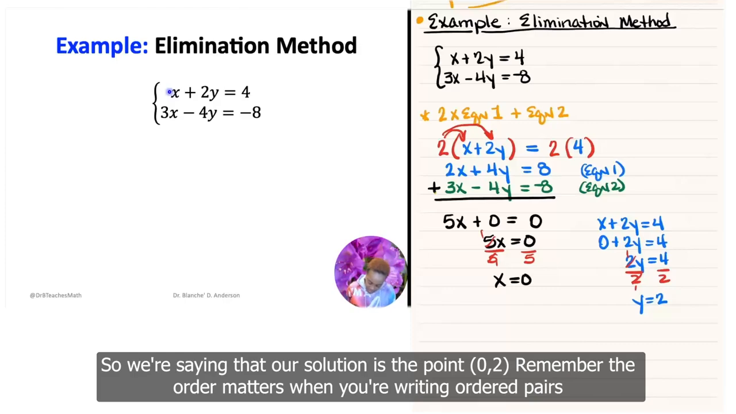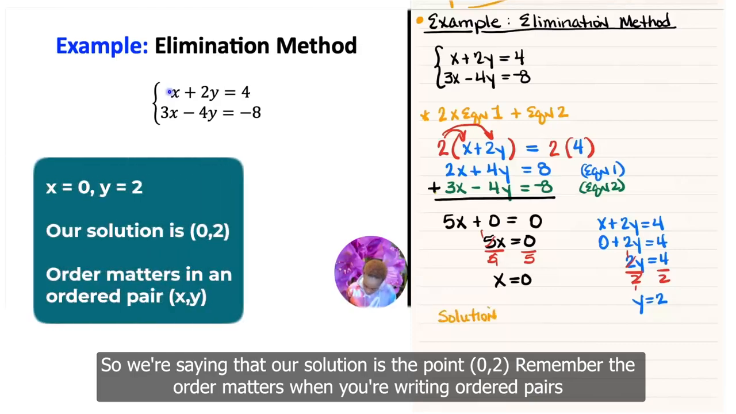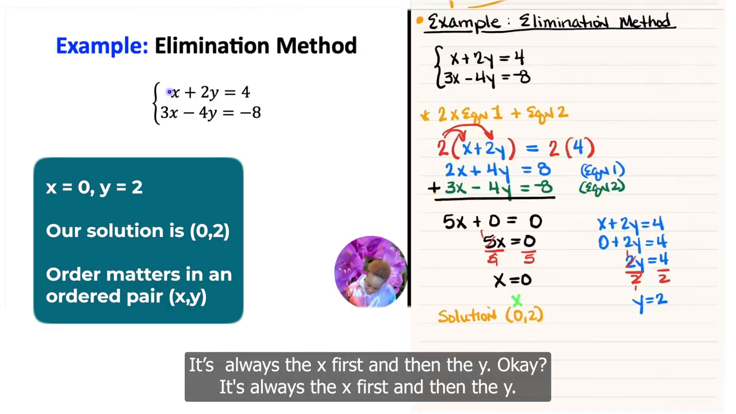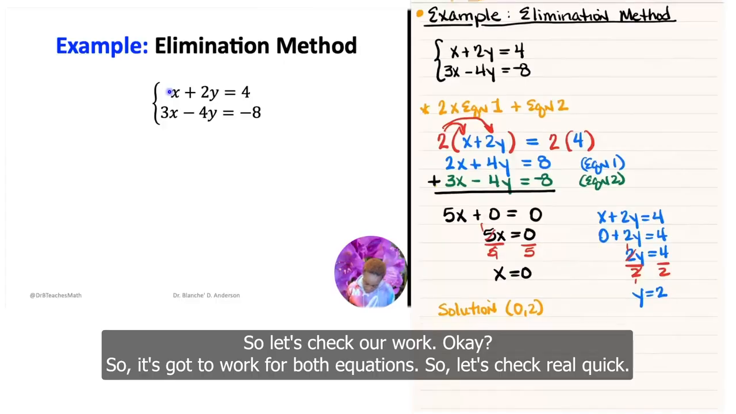So we're saying that our solution is the point (0, 2). Remember, the order matters. When you're writing ordered pairs, it's always the x first and then the y. Okay? It's always the x first and then the y. So let's check our work. Okay? It's got to work for both equations. So let's check real quick.